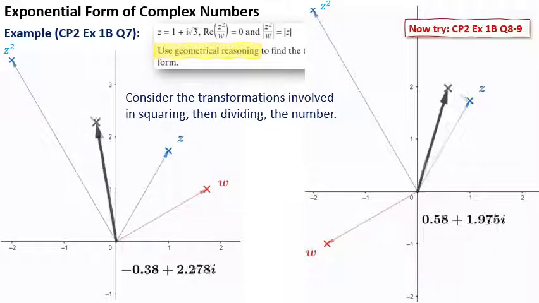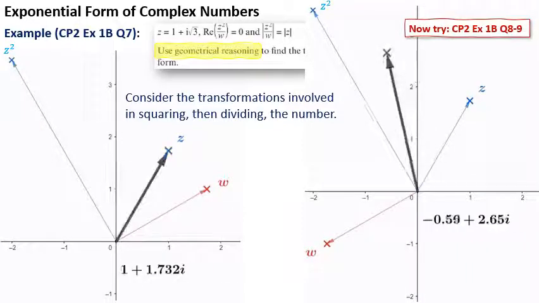The next thing you can try is exercise 1b, questions 8 and 9.